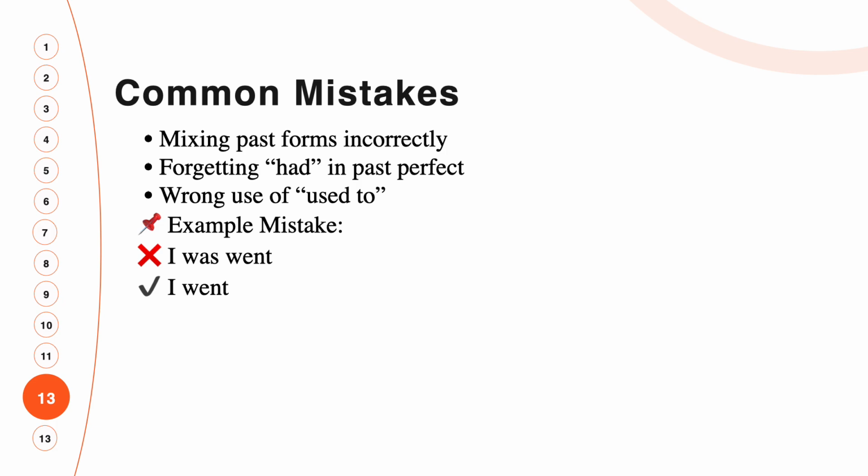So now second is forgetting had in the past perfect. So in past perfect you always use had in your sentences, or else it will change the meaning. And also the wrong use of used to. So used to is used in some specific sentences, and some people generally don't realize that they made a mistake. So example mistakes are given which will correct you.